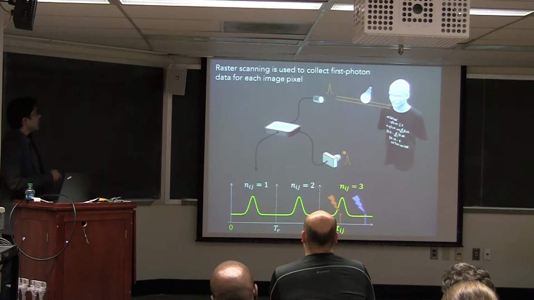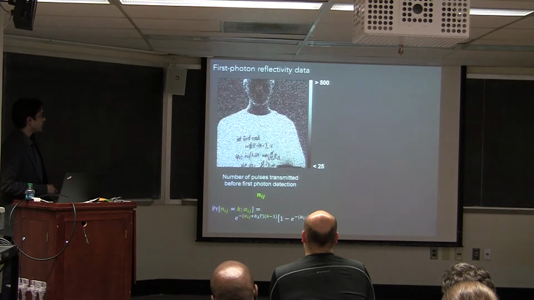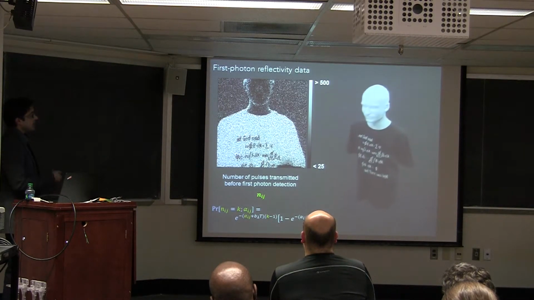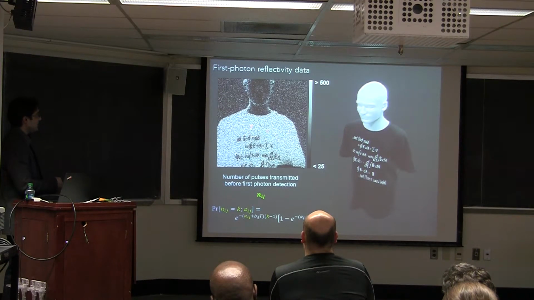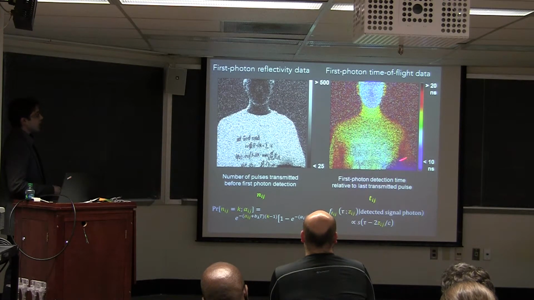All right, so we do this raster scan illumination to collect first photon data, and let's see how we're going to use that. Well, first of all, this is what the data looks like. On the left is what raw Nij data looks like, and it looks as it ought to. Darker parts of the scene, like off the t-shirt, typically take more pulse repetitions until you get a detection event, and so the dark parts of this shirt lead to larger values of Nij. And the Tijs, well, it looks like a depth map, but a very noisy one.